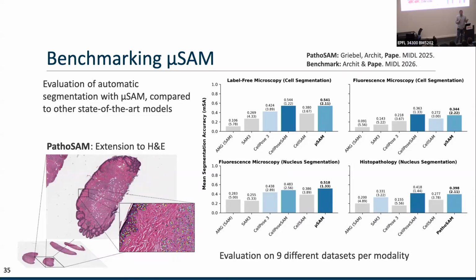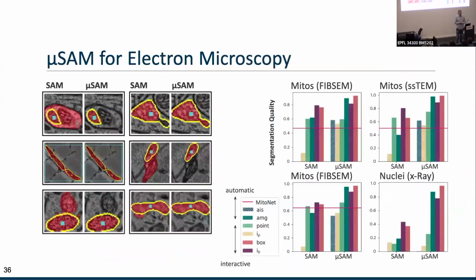Yeah, so as I already hinted at, right, we did something similar for electron microscopy. Here on the left-hand side, you can see the improvements from microsam compared to the original SAM model. And we also benchmarked this against the state of the art at the time and saw quite some improvements. And again, we have both interactive and automatic segmentation capability within a single model here.